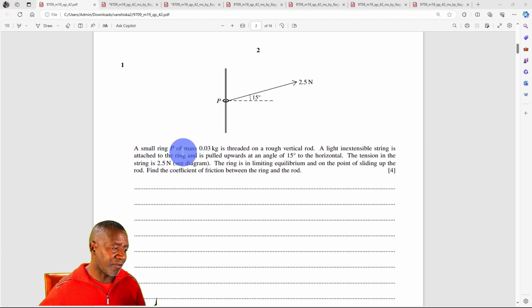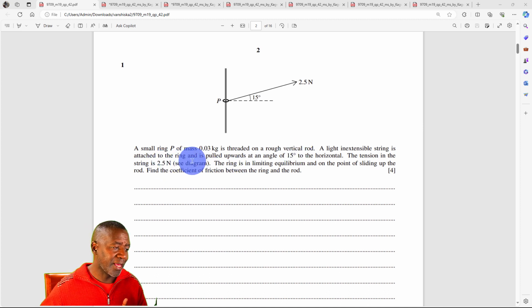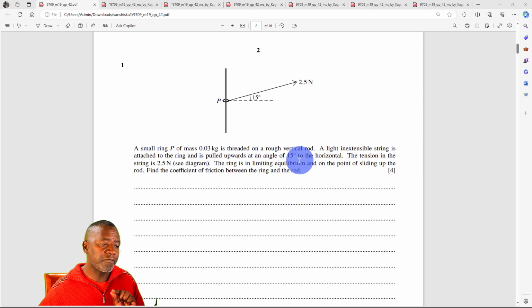A small ring of mass 0.03 kilograms is threaded on a rough vertical rod. At this point, I want to mention that they've mentioned that the rod is rough so that you can know there is friction force which is acting between the rod and the ring. A light inextensible string is attached to the ring and is pulled upwards at an angle of 15 degrees to the horizontal. I'm going to refer to that one in a moment. The tension in the string is 2.5 newtons. The ring is in limiting equilibrium.